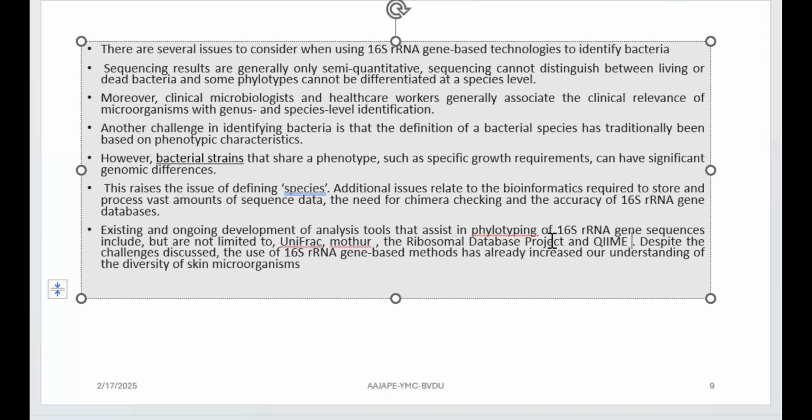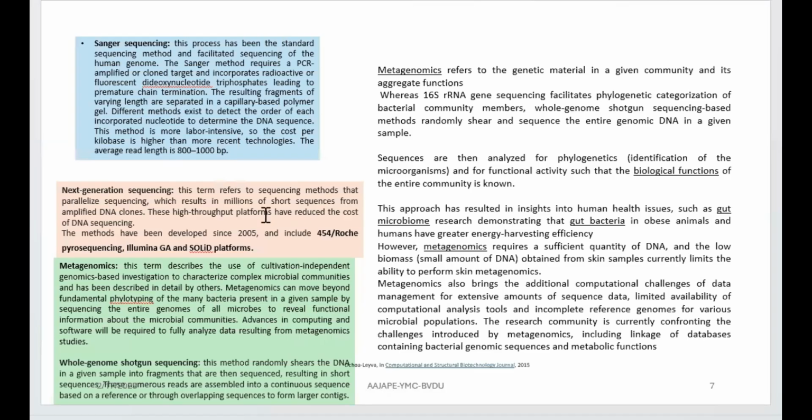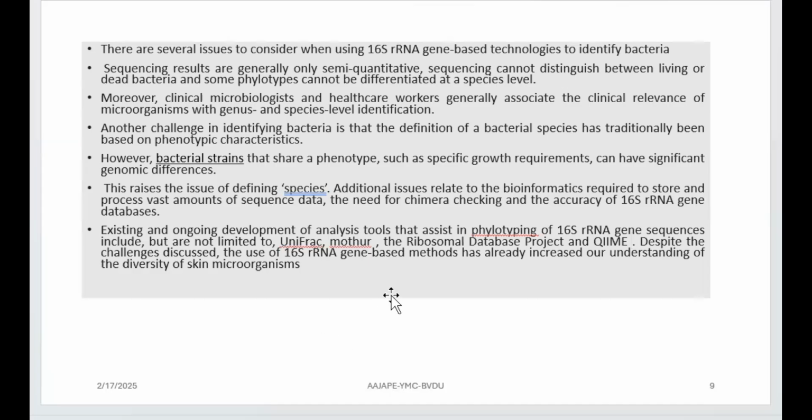So we have talked about the methods which are used for sequencing, right? Sanger's method, then we have talked about the shotgun method, then next generation sequencing, Illumina, etc. Similarly, here we are talking about the tools and databases which are commonly used, and they are UniFrac, Mothur, the Ribosomal Database Project database, and QIIME. So of course, there are challenges, and the challenges that we discussed till now.